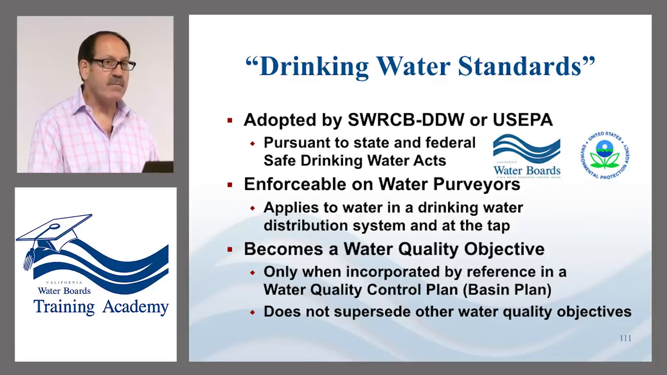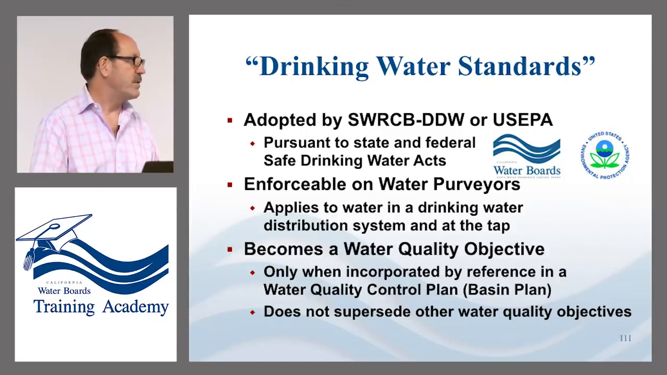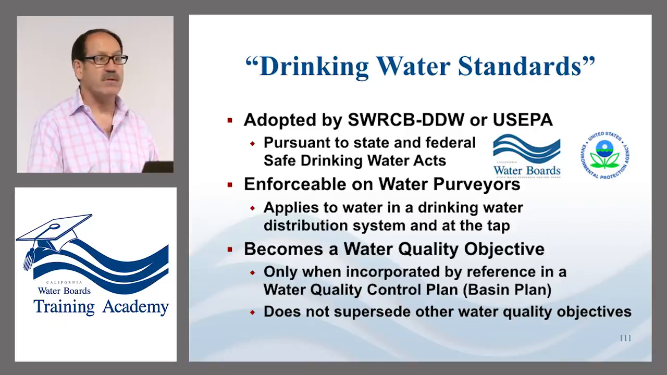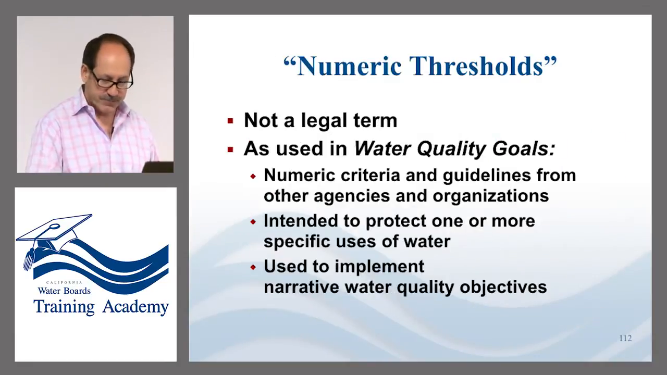However, they become a water quality objective when they're incorporated by reference into a basin plan, usually pursuant to the chemical constituents objective, saying that waters that are designated for municipal or domestic supply must comply with all maximum contaminant levels, the drinking water standards. However, that doesn't mean there are no other water quality objectives that also apply, just because there's an MCL that applies. Okay? And we saw some of those examples earlier today.